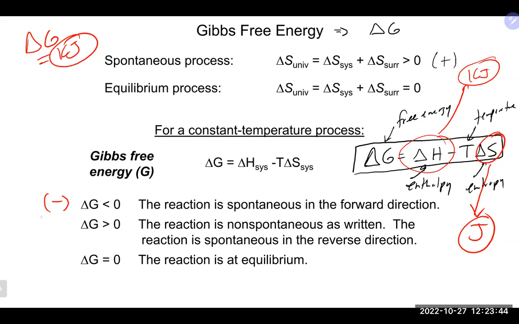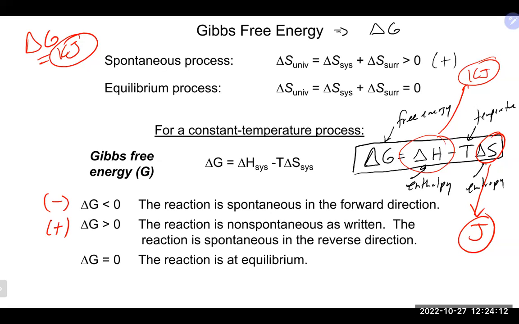If you calculate the delta G and it's a positive number, that means basically the opposite is true. It is a non-spontaneous reaction the way it's written. But if you happen to reverse the reaction, that means your reactants become your products and your products become your reactants, that means it will then become spontaneous. So if your delta G is positive, the way the reaction is written, it's non-spontaneous. But if you reverse it, it will become spontaneous.